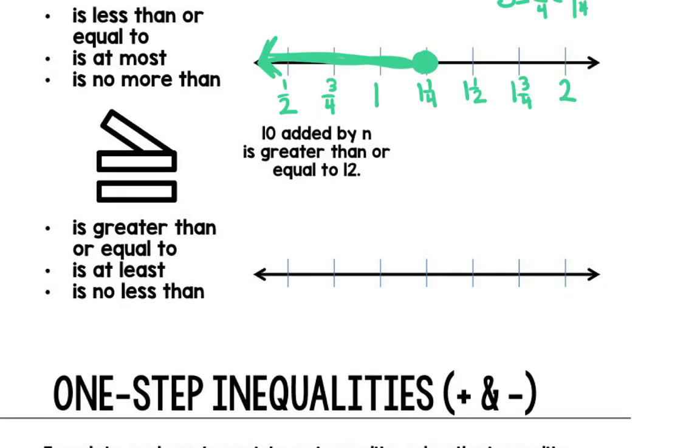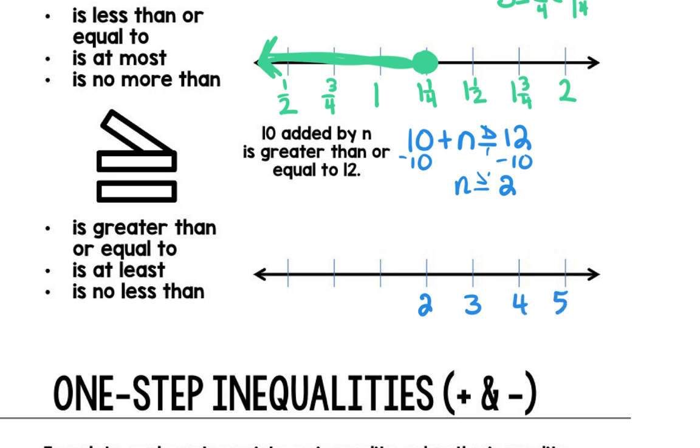10 added to n is greater than or equal to 12. From here, I'm going to subtract 10 from both sides. That's going to give me n is greater than or equal to 2. When I graph this, it is going to be a closed circle because it can equal 2, and I'm going to shade to the right-hand side on my number line.